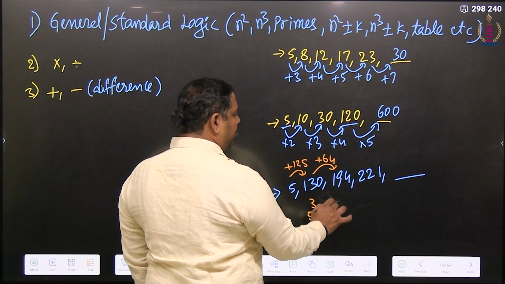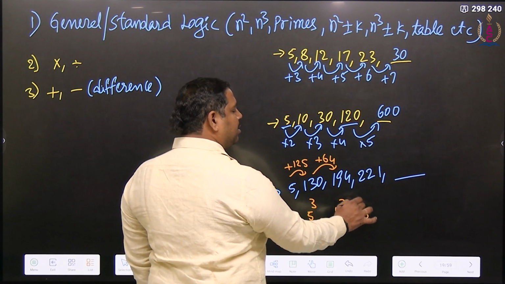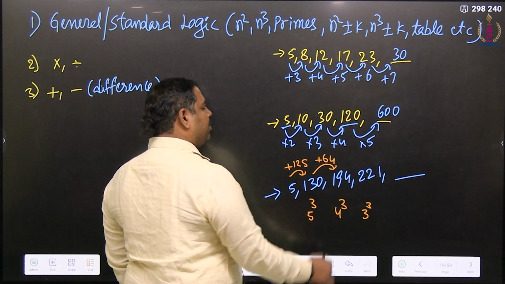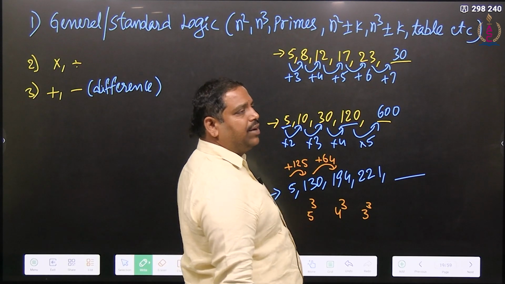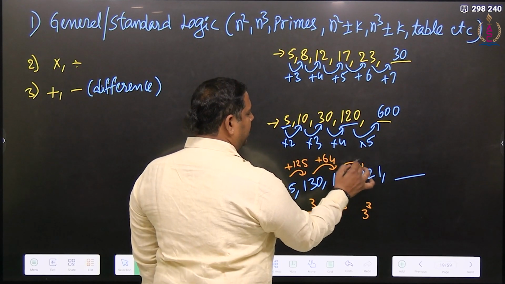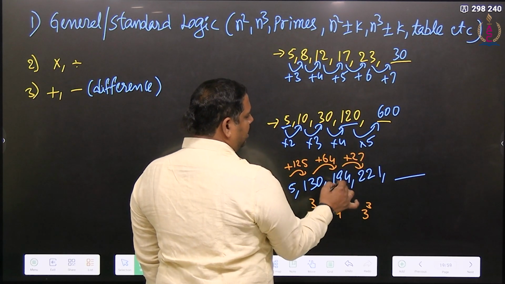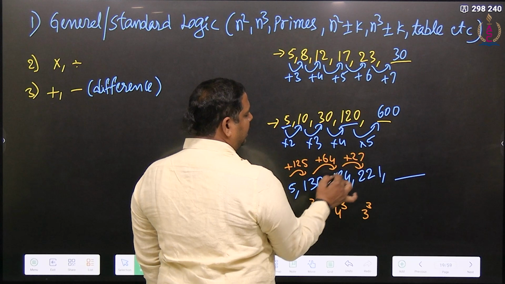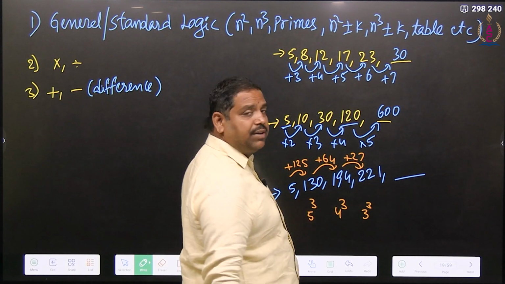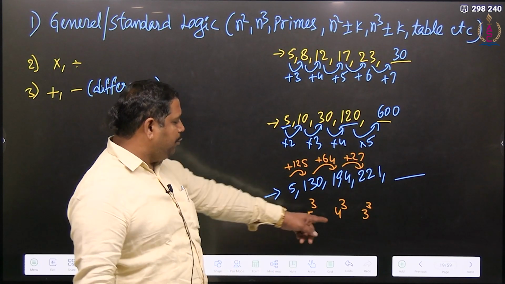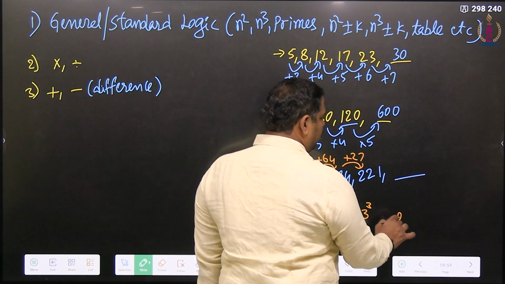5 cube, 4 cube. Next one, what should I expect? 3 cube in general. Verify. 3 cube is how much? 27. Increased. Okay. Plus 27, I am trying. 4 plus 7, 11. 1 carry. 9 plus 2, 11 plus 1, 12. 1 carry. 1 plus 1, 2 is satisfied. So 5, 4, 3. Next should be 2 cube.